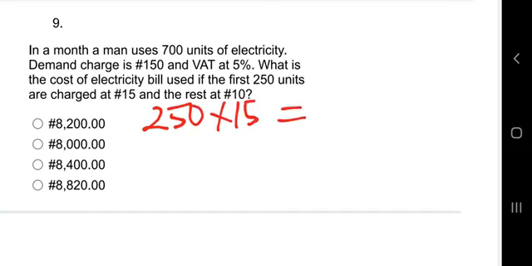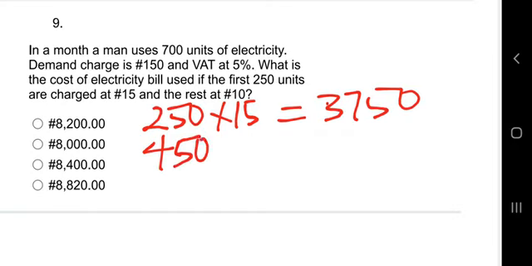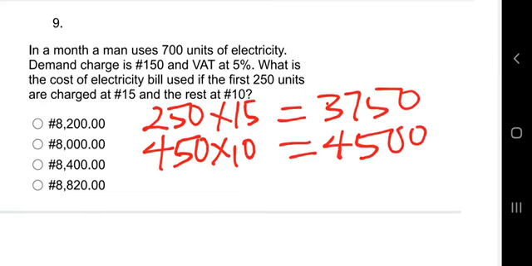and that gives 3,750 naira. Then the rest, out of 700, minus 250, so the rest will be 450. Just subtract 250 from 700, times 10. So this one will give us 4,500. Then we add everything together. So that is 8,250 for the cost of units alone.